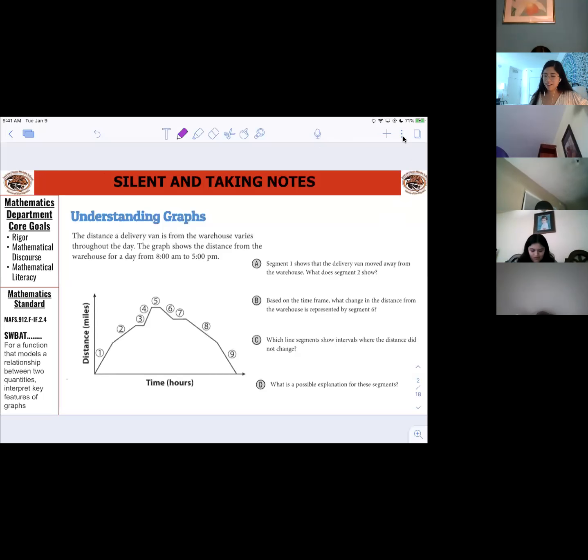Hopefully it'll stay. Okay, so basically what we're going to be looking at today is a lot of graphs, and those graphs are going to be connected to a story. So we're going to see how I can read a story and then connect it to the graph and understand what the graph is saying. There's going to be a couple of examples where you guys are going to be able to read. So can I have a volunteer for the first example?